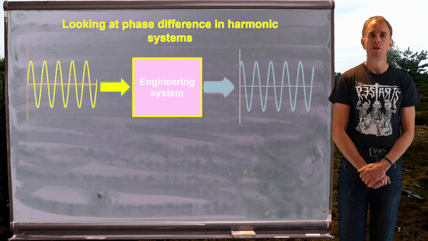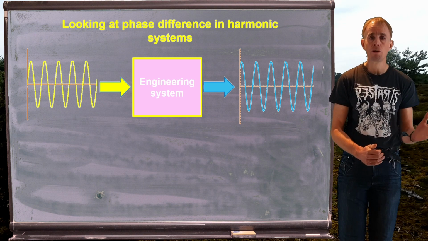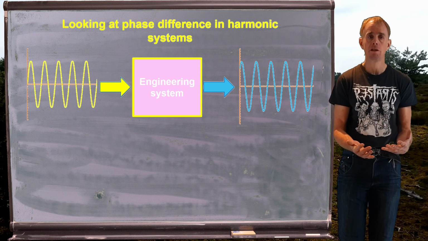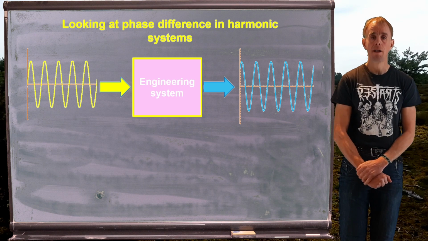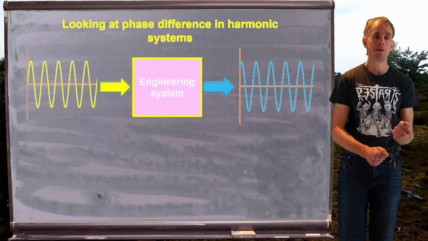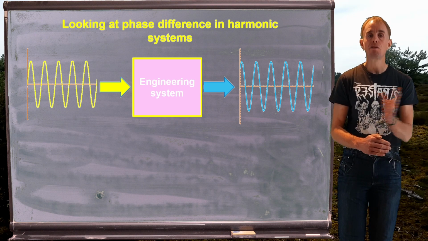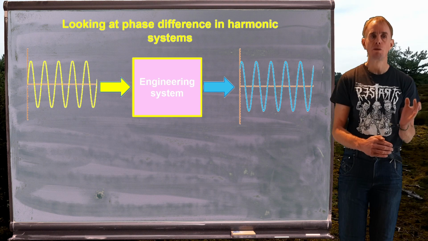Let's say that this engineering system is quite simple, and since we have a pure sine wave input, there are no harmonics to it, there's a pure sine wave output. The only things that have changed in the output with reference to the input is that the amplitude might have changed a bit, and the phase may be offset from the original phase of the input signal.